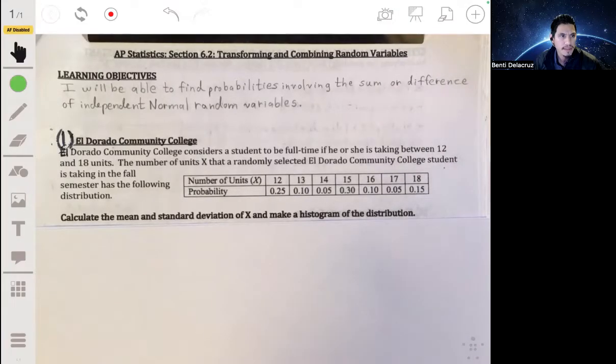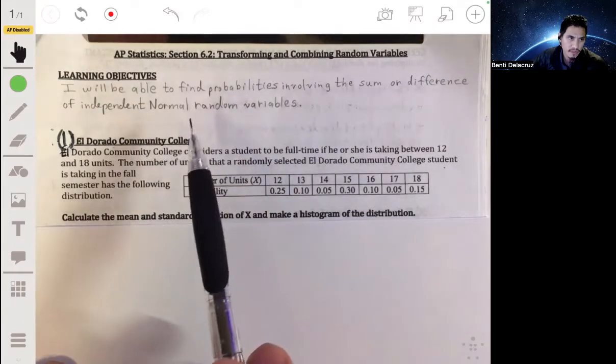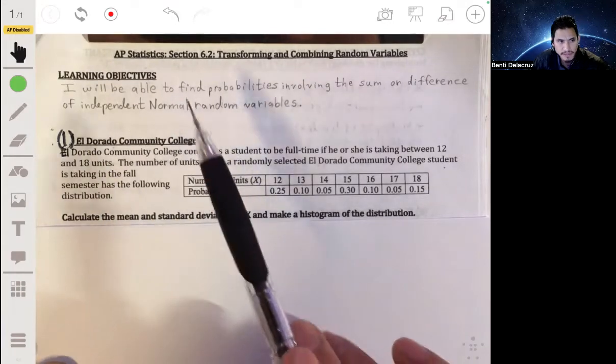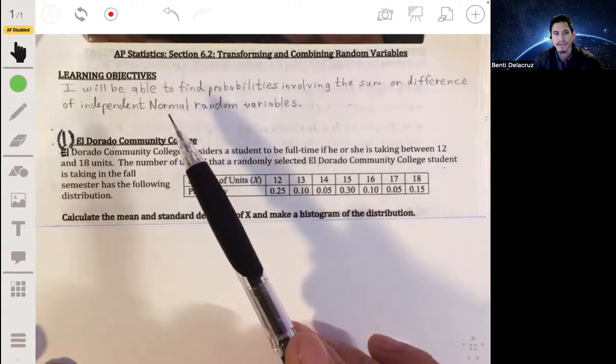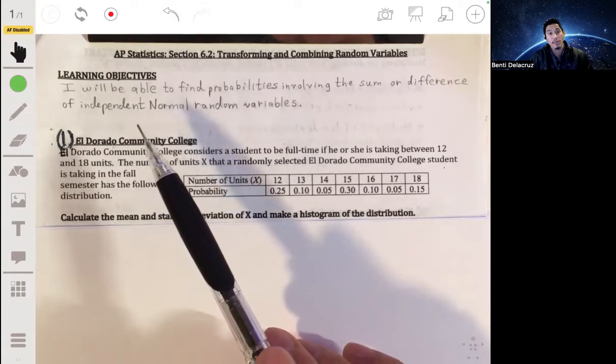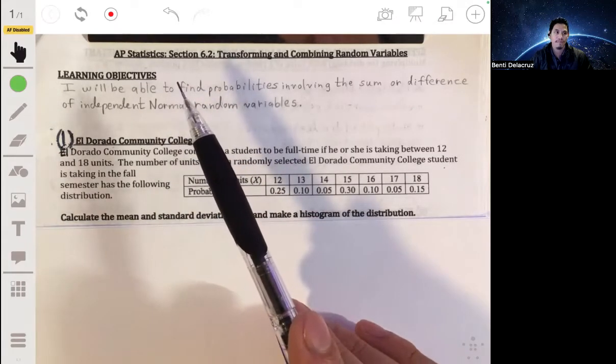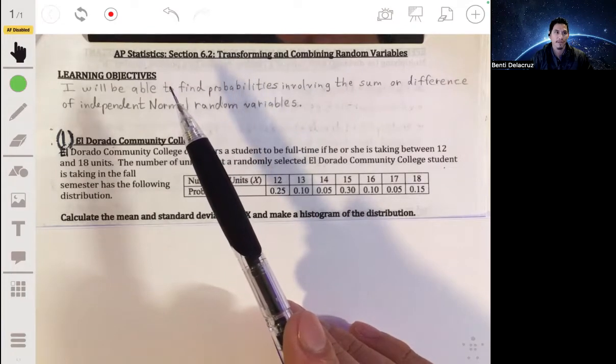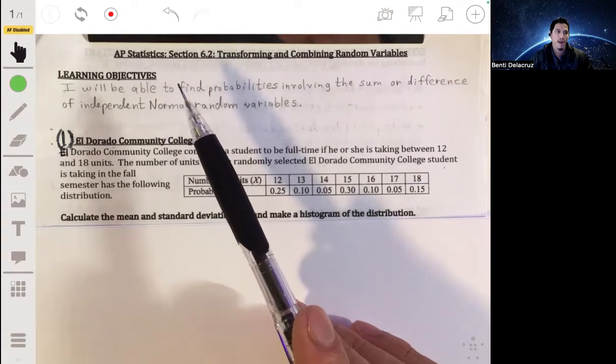All right, so in this section, our goal is to be able to find probabilities that involve the sum or difference of independent normal or random variables. Now, as simple as this may sound, there's actually a lot to it, and this section tends to be one of the most difficult lessons in probably my entire AP Stats course.